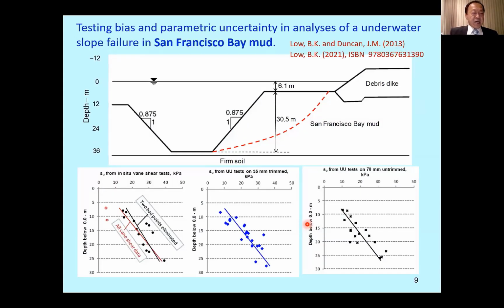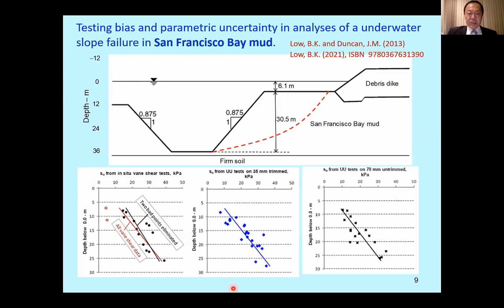Now then we come to the first case study, the underwater slope failure in San Francisco Bay Mud. This was a case discussed in Duncan JM 2013. Also in the earlier book by Duncan and Wright, 2005. And then I wrote a paper with Mike in 2013 to extend it into probabilistic analysis. And this is also described in more detail in my book.